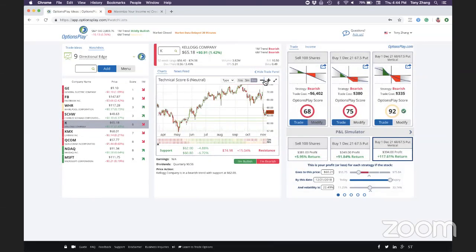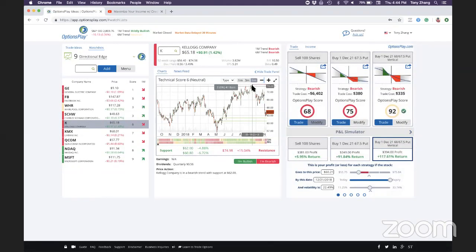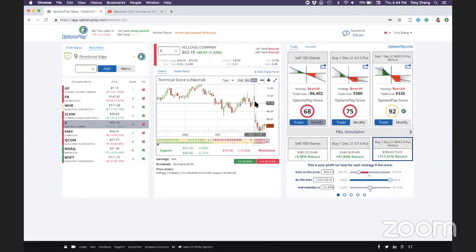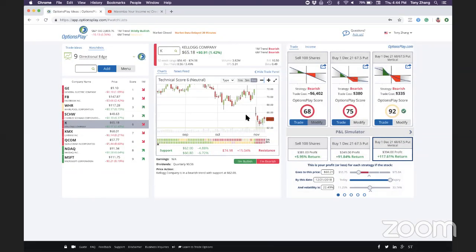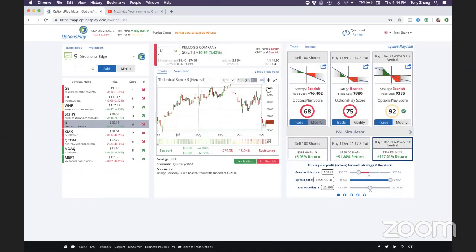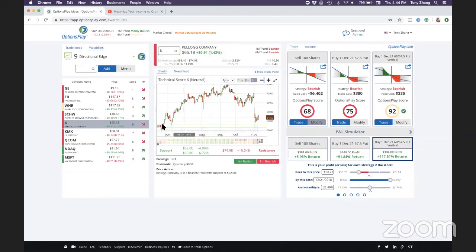Kellogg, as you can see, is not a bad stock. It had a pretty big rally through May and June from the 50s to the 70s, 75 or so, but recently really kind of took a tumble. I'm guessing this was probably a move lower on earnings. So this is probably the type of opportunity that you're looking for: a stock that's probably topped out, probably not going to continue much higher, and is starting to reverse lower.